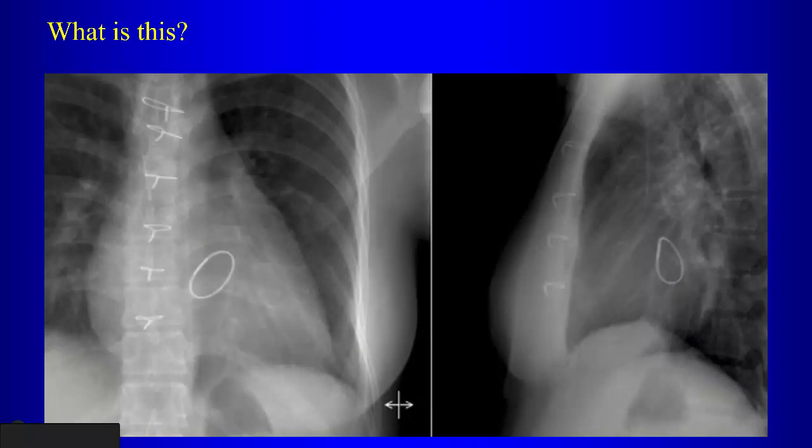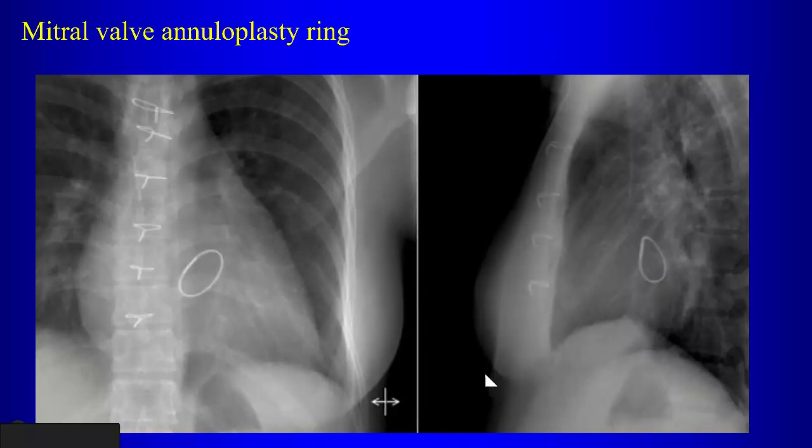And so the idea here is that you'd want to preserve the native valve as much as you can, because that's what's best for the patient. To preserve that, they can put in this annuloplasty ring, which tightens the valve ring itself to decrease the amount of valvular regurgitation. So this is a mitral valve annuloplasty ring.